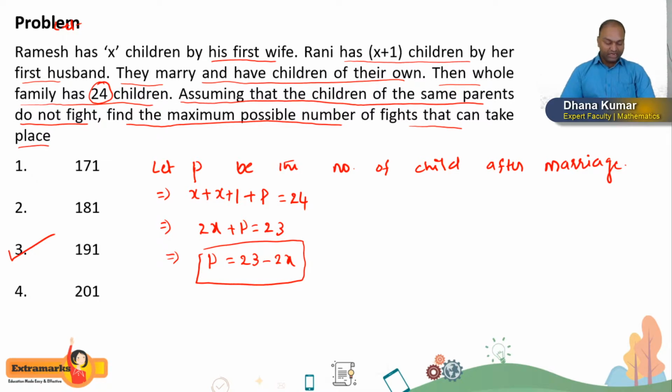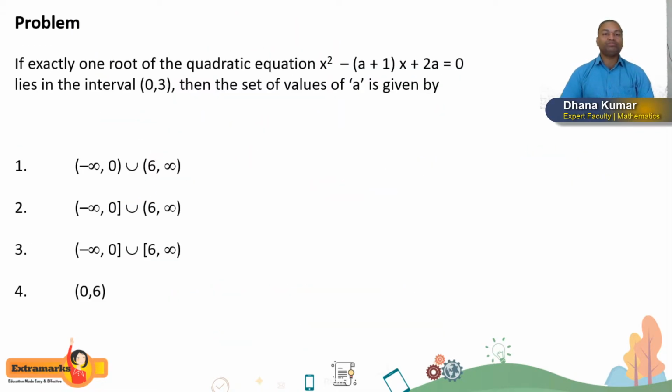Clear? Right. Let us come to the next question. If exactly one root of the quadratic equation lies in the interval 0, 3, then find A. Okay. Exactly one root of this equation. Fine. Here x square coefficient positive or not? Right. X square coefficient is positive. So generally quadratic expression represents what? Parabola. So here x square coefficient positive, so positive means upward parabola.